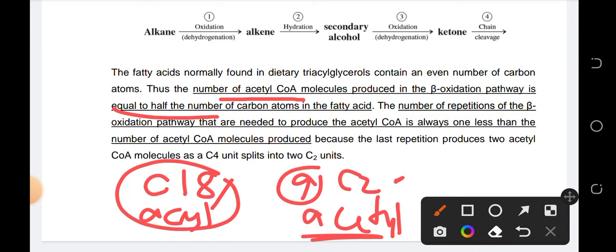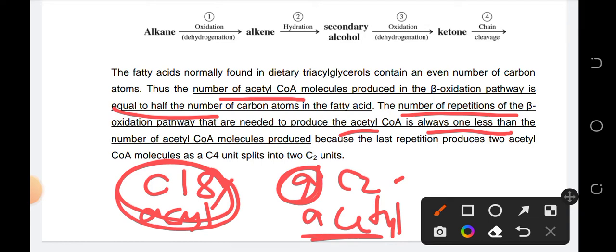Kasi nga tag-dadalawa. Okay, so yun yung sinasabi niyang half daw yung count. And then, yung number of repetitions naman daw of beta oxidation that are needed to produce the acetyl is always 1 less than the number of acetyl. So, ilang cycle ang kapag meron tayong C18, makakaproduce tayo ng 9 acetyl.